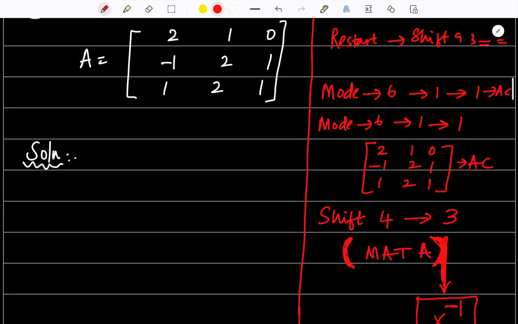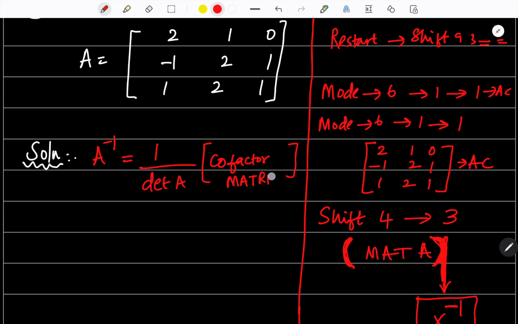But how to do this question in the exam? Let's start. So the rule for A inverse is 1 by determinant of A, right? After that, you're going to write in the brackets cofactor matrix transpose. What is the formula? Cofactor matrix transpose. So you know how to find determinant of A, but so far I didn't use the word cofactor matrix.